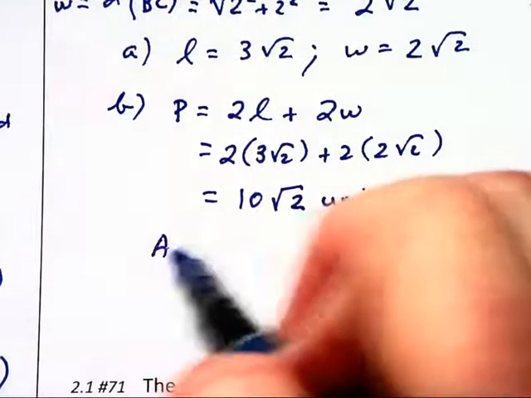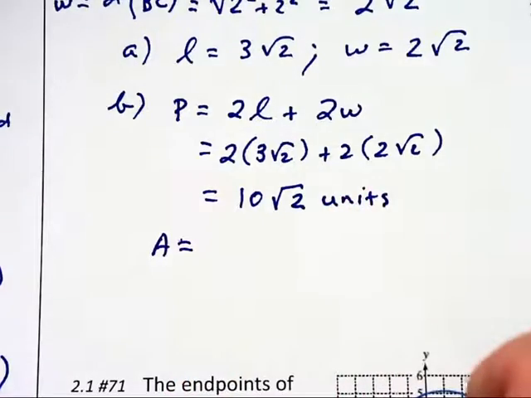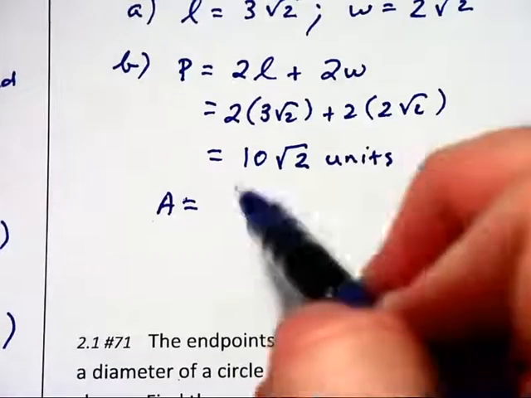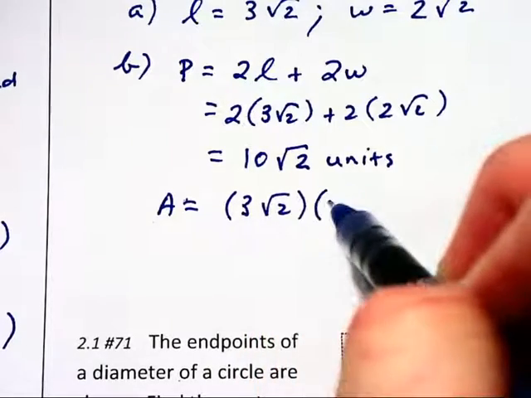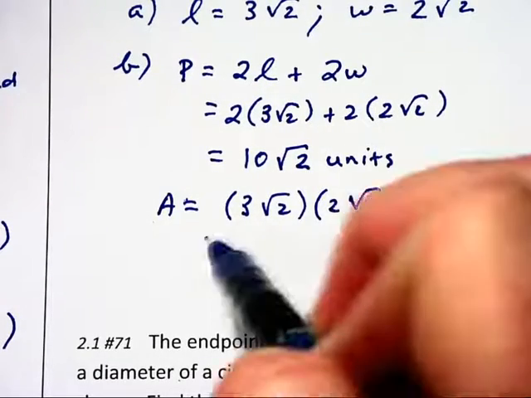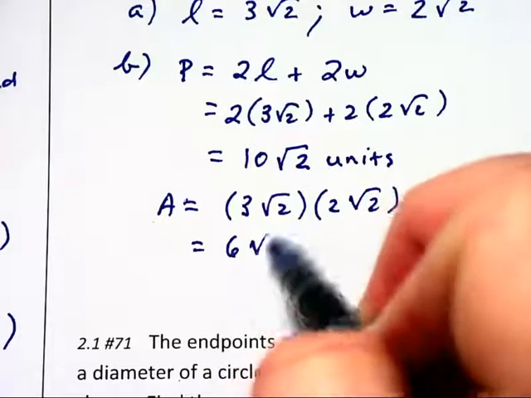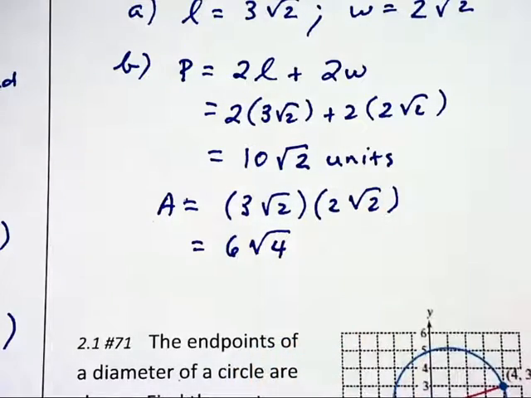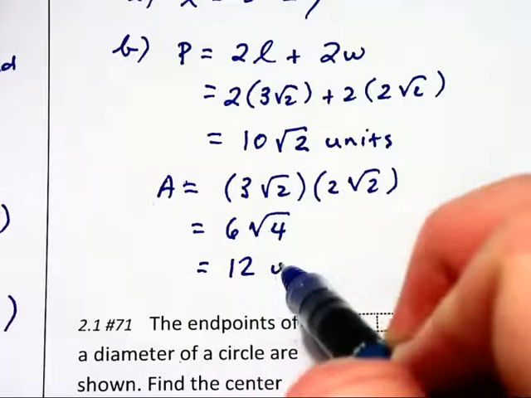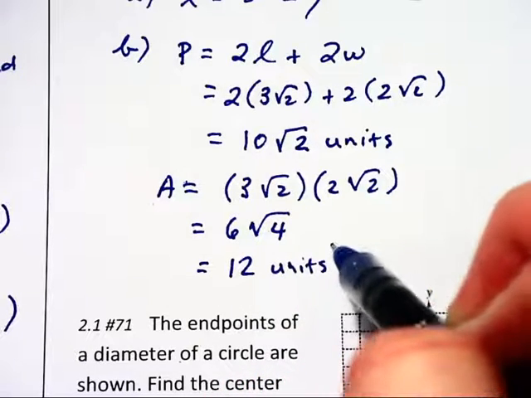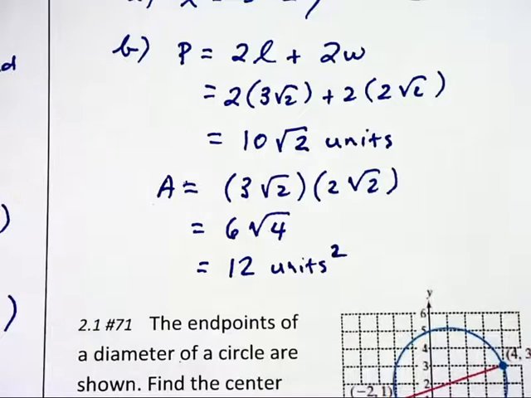Now for the area, which is equal to length times width, this is going to equal 3 root 2 times the 2 root 2, which will be 6 root 4, which is 6 times 2, which gives us 12 square units, which I'll write as units squared.